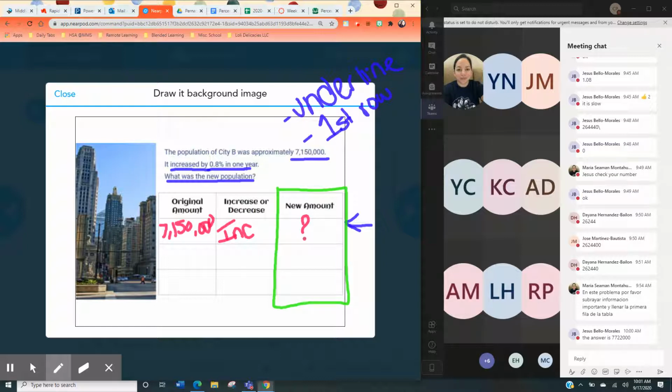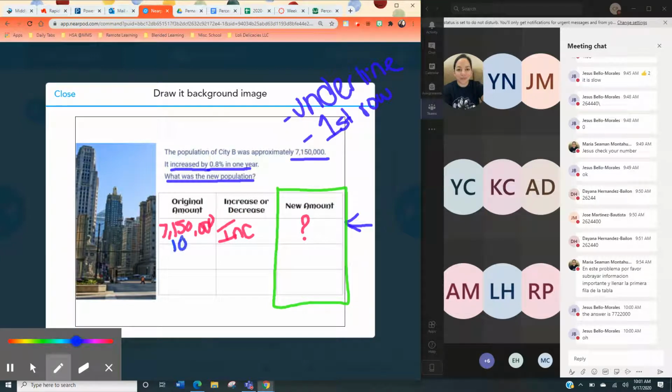Okay. Original amount percent. I don't think I saw anyone get this wrong. It was 100%, which is a 1 as a decimal. Then we're increasing, so we're doing plus. It was 0.8%. Okay, so here's where I saw some people make mistakes. Remember, we need to turn that into a decimal. So when I do 0.8 divided by 100, it gives me 0.008.